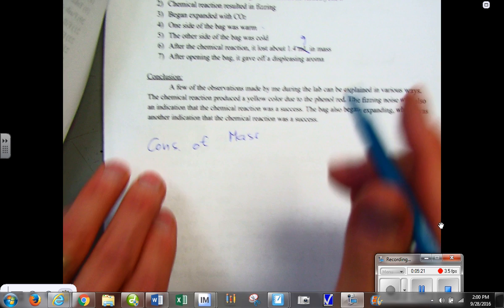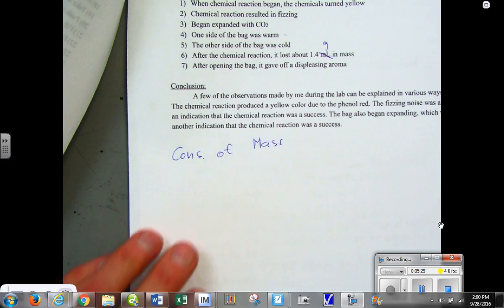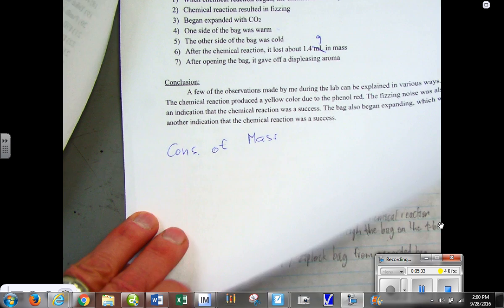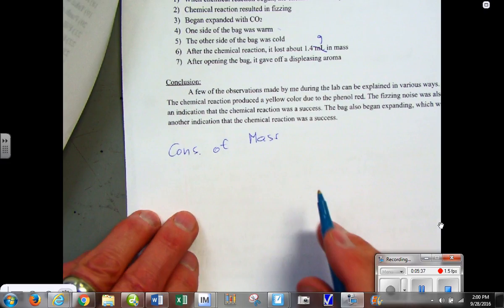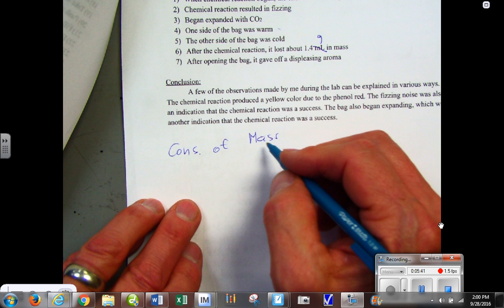If your bag changed mass, you have to have an explanation. Damien, are you listening at all? Well, wow, you're sure having a good time with other people while you're listening. You're a good multiprocessor. I hope that isn't reflected in your lab write-up.